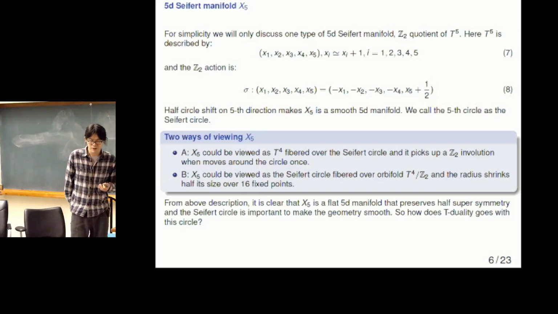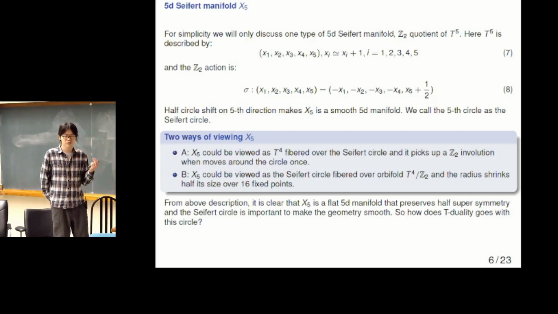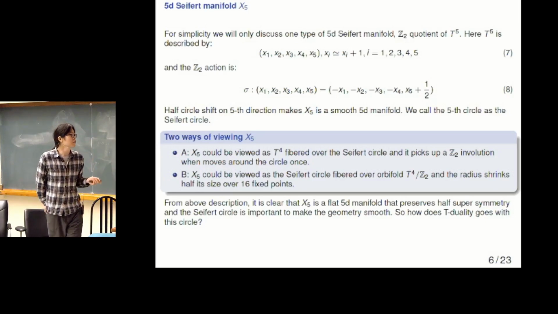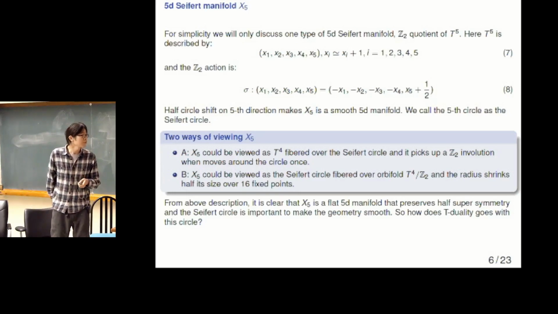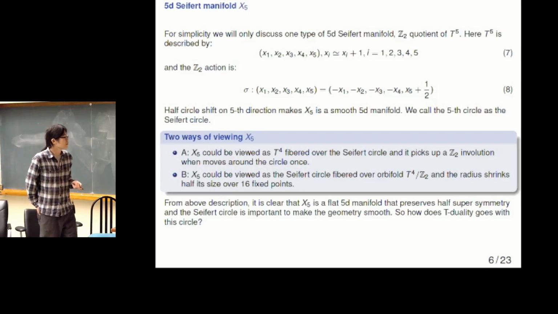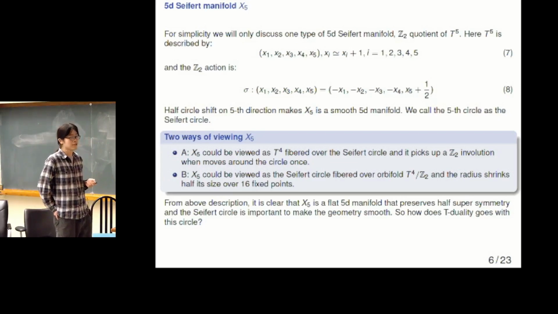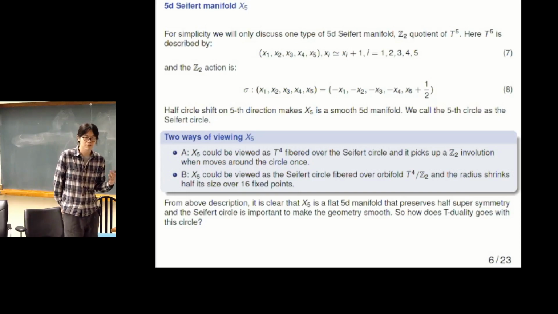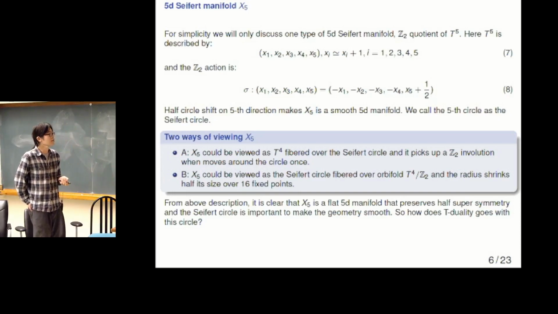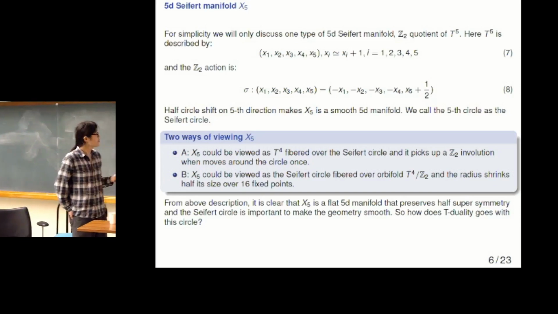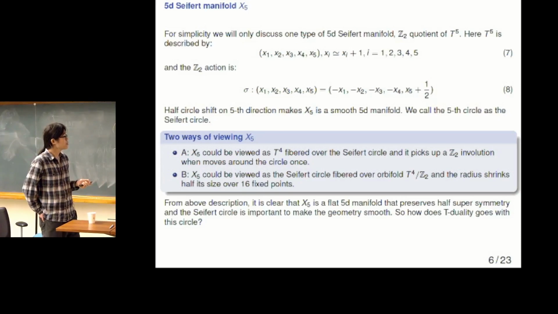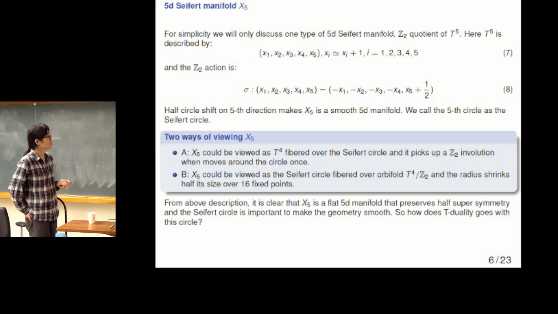There are two ways of looking at it. Either we view it as T4 fibered over a circle, where when you move once around the loop, it picks up an involution, or you can view it as an ordinary Seifert manifold, a Seifert circle fibered over an orbifold. From this description of its geometry, we easily see that if we formulate type IIA theory on this manifold, we are going to get a 5-dimensional supersymmetric theory with 16 supercharges. The Seifert circle is very important to the geometry. It is the Seifert circle that makes the geometry smooth. So the question is, how does T-duality act on this circle?